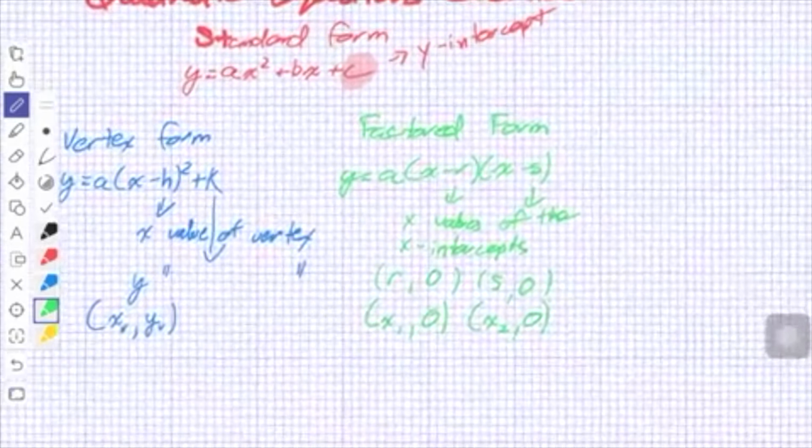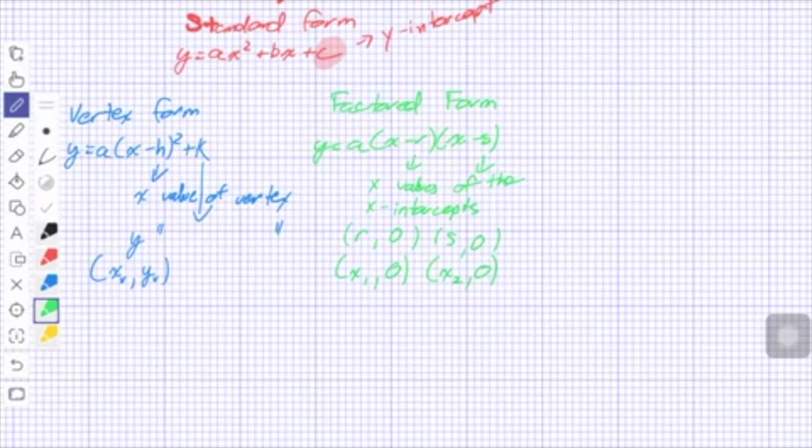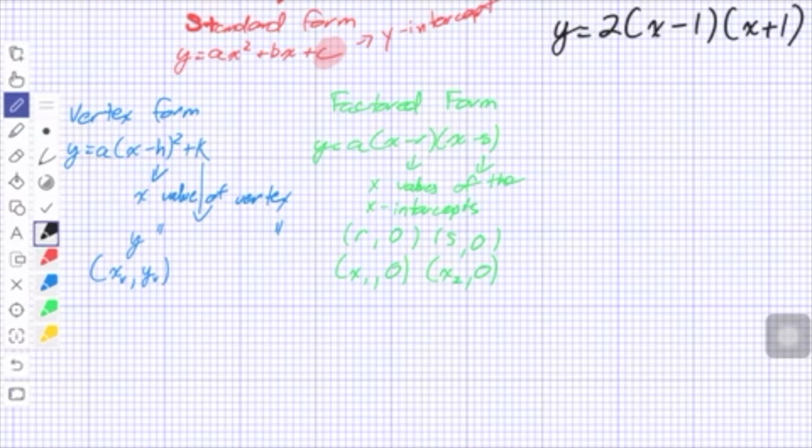So, more importantly now, let's actually get an equation and see it in action, how it's very helpful to us. So, if I give us y equals, let's say, 2 times x minus 1 times x plus 1. There we go. The very first thing I want us to do is try to figure out which of the forms this is. Factored. Perfect. It's factored. That's excellent. So right away we know this is factored.